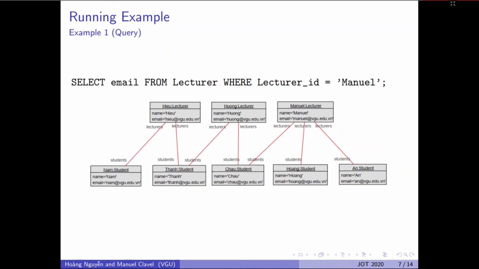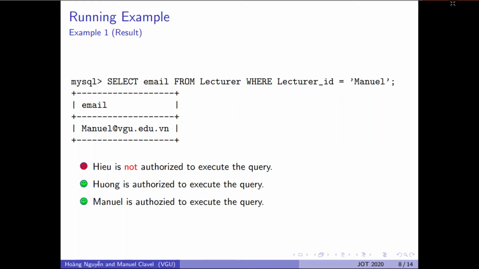Now, consider the following SQL query. Select email from lecturer where lecturer ID is equal to Manuel. Given the scenario as above without any security enforcement, the result would be the email of lecturer Manuel. Using our model-based characterization, the result would be the same for lecturer Manuel and lecturer Hương.